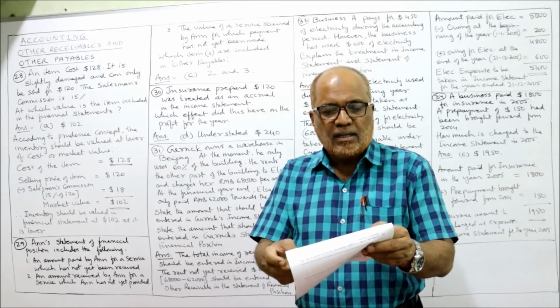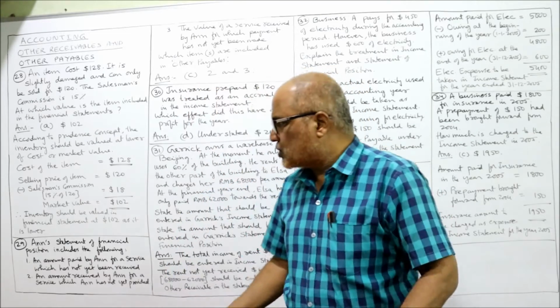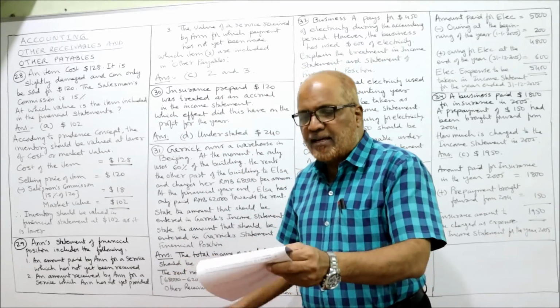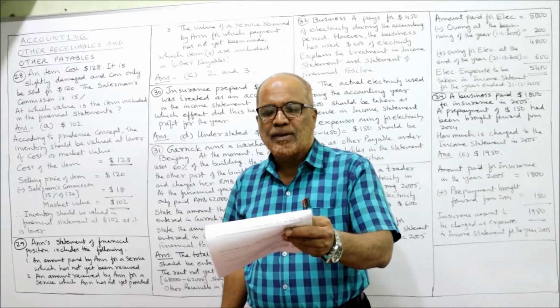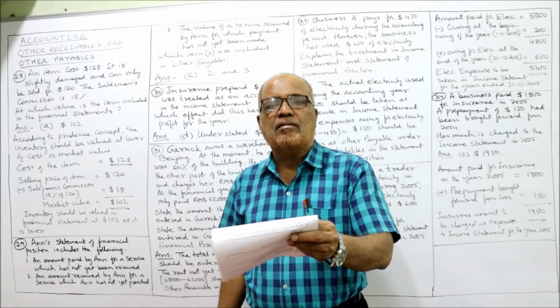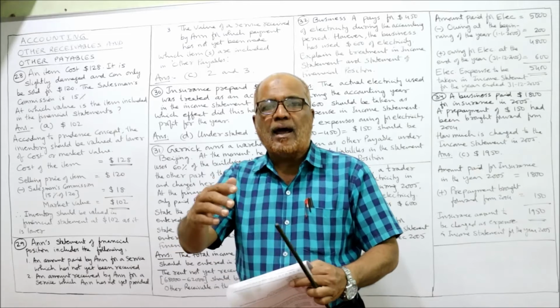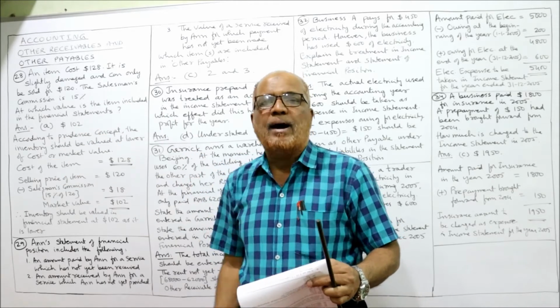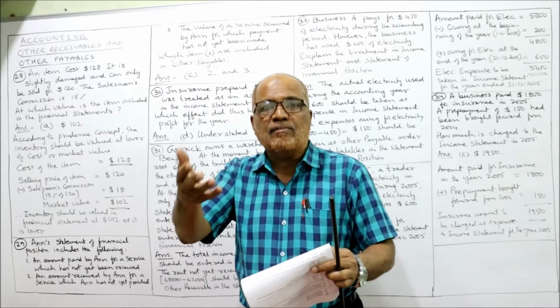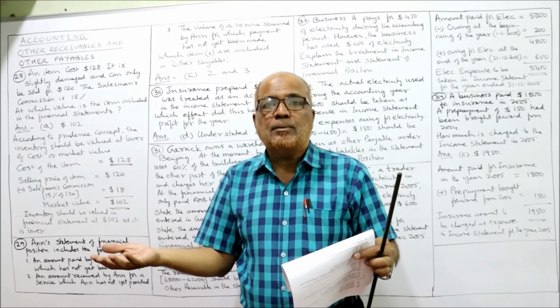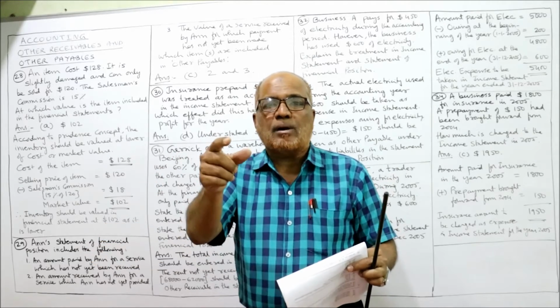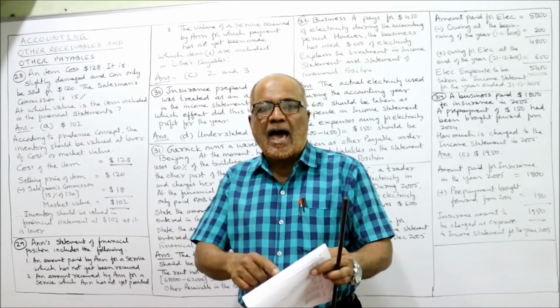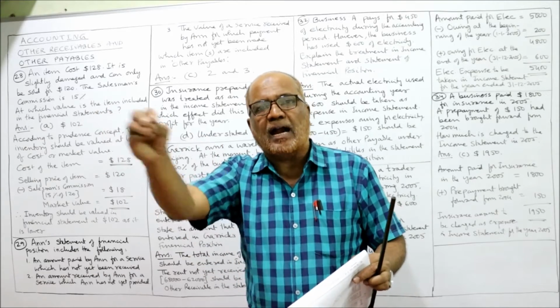Three items are given. The first item is an amount paid by Anne for a service which has not yet been received. An amount which is paid by Anne for a service which has not yet been received. That means this amount is paid in advance. Anne has paid an amount in advance.